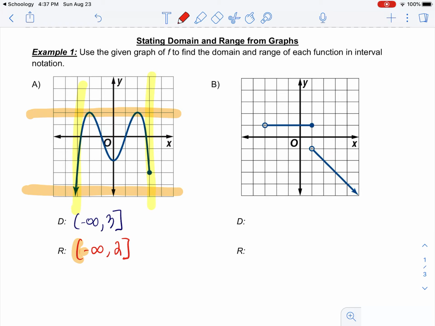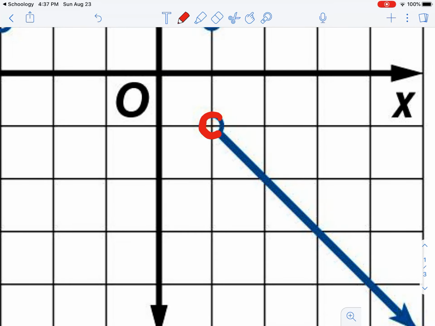Now, people always ask, like, how did I know to use a bracket? How do you know it's including? The only way it wouldn't be is if there was an open point right here. If there are open points, then I wouldn't include 2 in mine. So if you saw something that looked like this, that's when you're not including it.